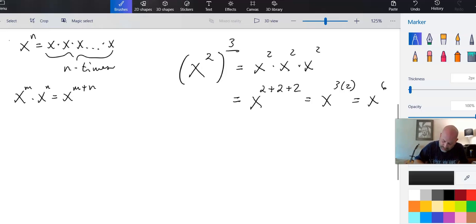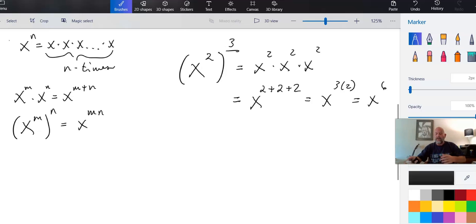And so what this ends up boiling down to is if I have x to the m and I raise that to the nth power, I get x to the m times n. Now you notice the difference here between these two rules. The first one says we need to add if we're multiplying like bases. But if I'm raising a power to a higher power, then we multiply the exponents.